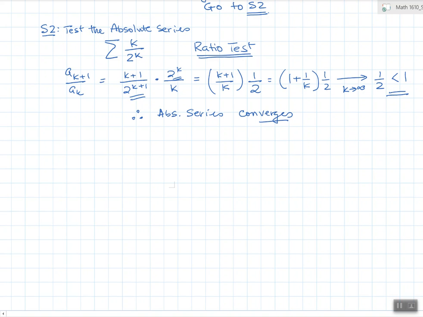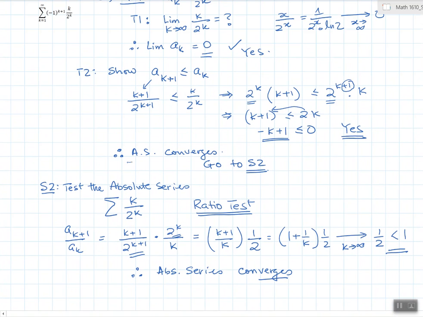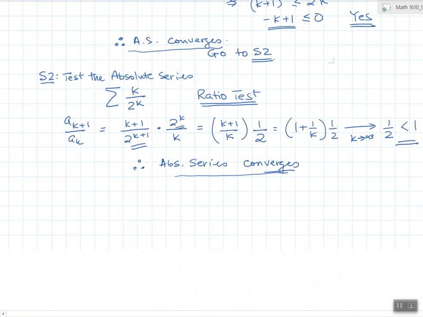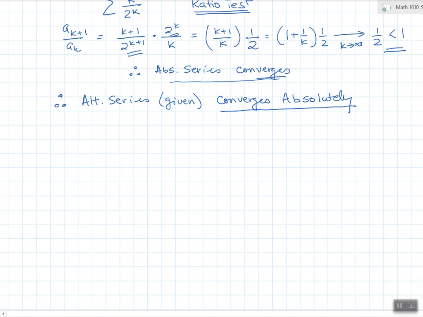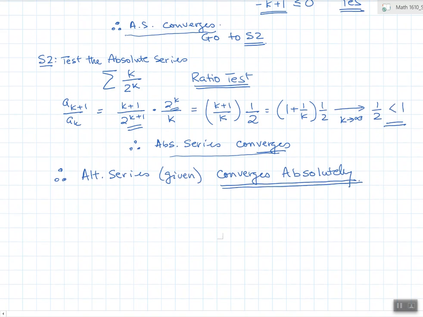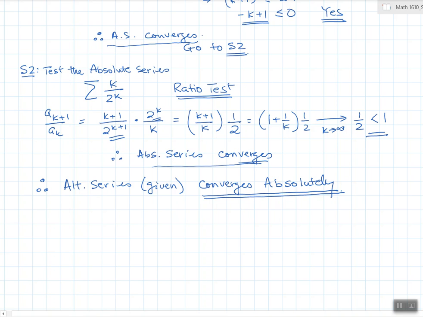So here we have a situation where the alternating series converged, and the absolute series also converged. Therefore the overall conclusion, the alternating series that was given converges absolutely. So we have absolute convergence here. So we have seen examples of conditional convergence, we have seen an example of a divergent series, and now this was an example of an alternating series that converges absolutely.